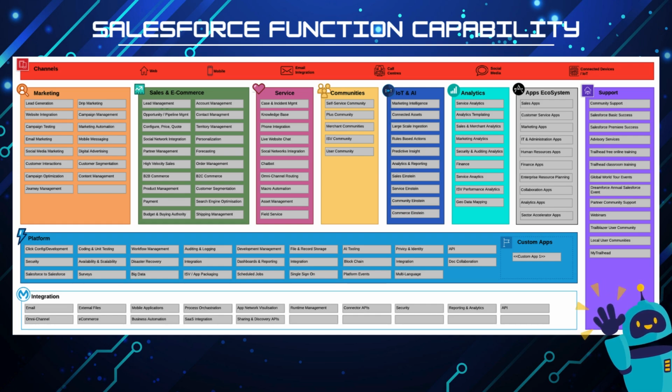A key feature here is the knowledge base, which aids in what's known as case deflection. When a customer submits a case online, the system can suggest solutions from the knowledge base. If the customer finds the answer there, they don't need to submit the case, effectively deflecting it from requiring human intervention. This is a vital aspect of optimizing service delivery to make it more streamlined and efficient.